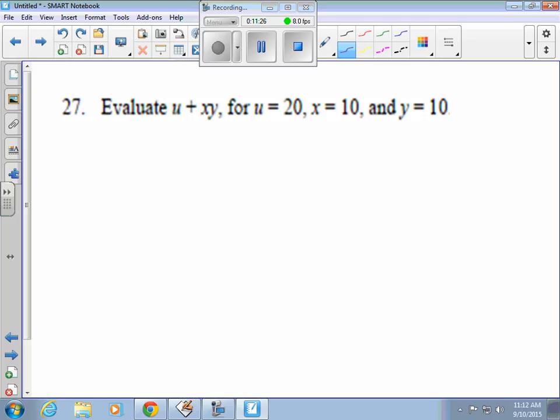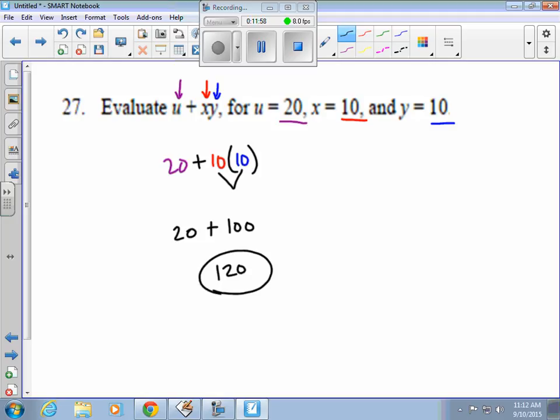Number 27 tells you to evaluate u plus xy when u is 20, x is 10, and y is 10. So in place of u, we're going to sub in 20. In place of x, we're going to sub in 10. And in place of y, we're going to sub in 10. It's right next to it. So what we have is 20 plus that times that. Order of operations says to do multiplication before you do addition. So 10 times 10, everybody in here could do quickly, is 100. And 20 plus 100 is 120.